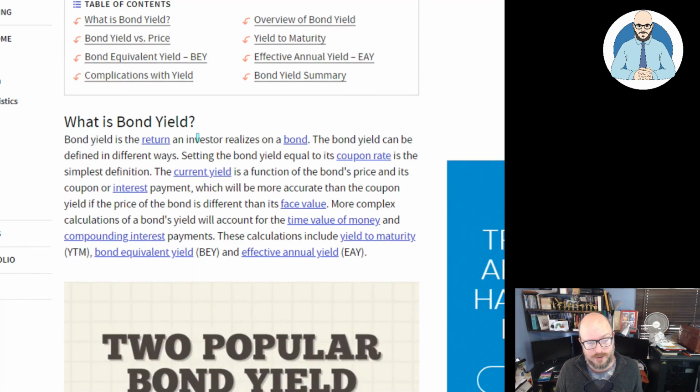Bond yield is the return an investor realizes on a bond. Okay, that sounds pretty simple. The bond yield can be defined in different ways. Setting the bond yield equal to its coupon rate is the simplest definition. So this is where, say, you buy a bond for a certain amount and you get a 4% return per annum. You'll be paid for a certain period of time.